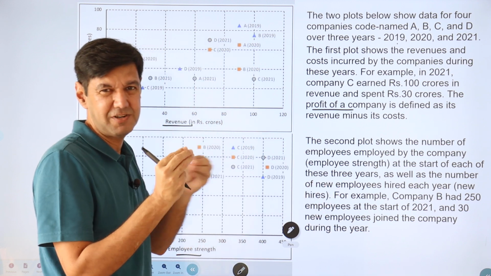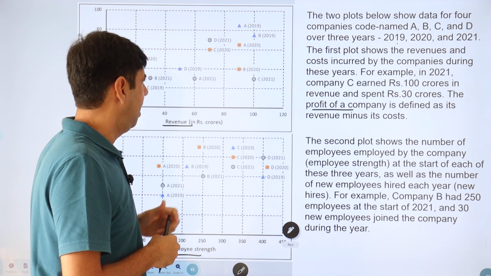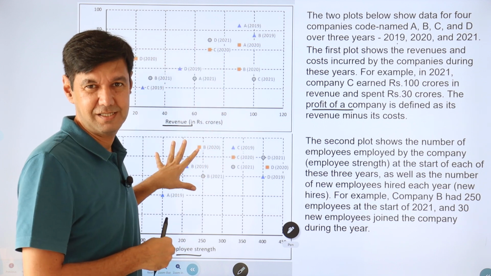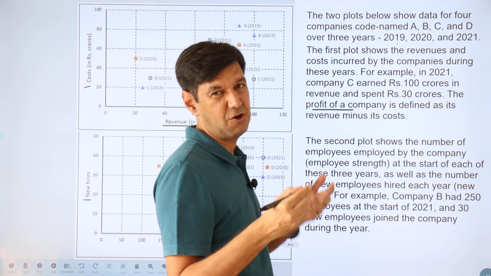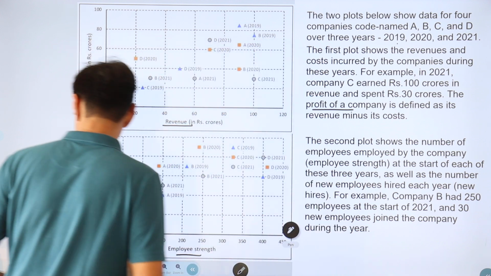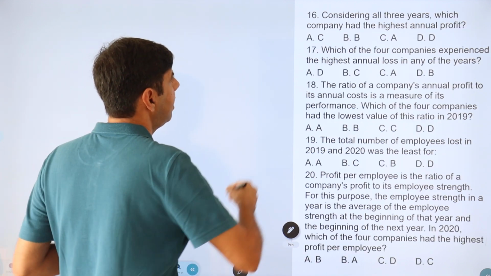There would be a little difference in speed depending upon whether you can get a visual picture and eliminate some options, or you have to note down all the values. That's the only challenge here. So let's see. We'll have to go by question.